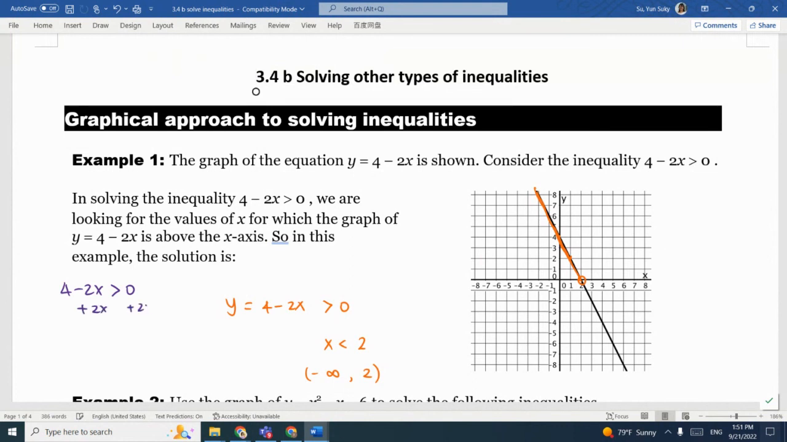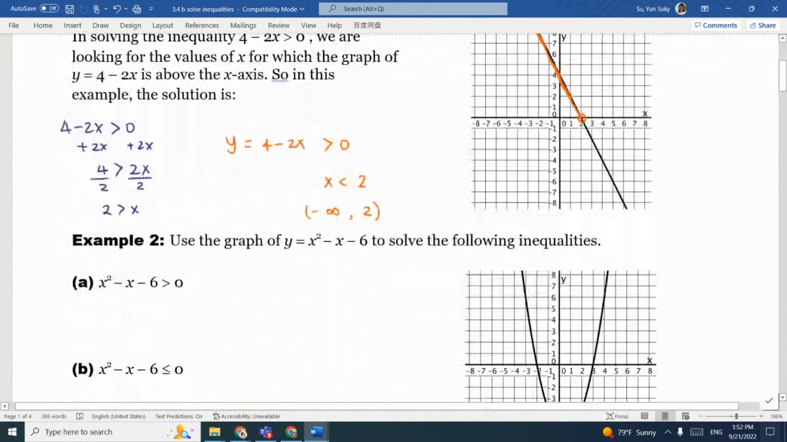We add 2x on both sides, right? And then divide by 2. When we divide by a positive number, it won't change the inequality, right? So you get 2 bigger than x. It's the same thing as x less than 2. Do you see we have the same results? Yes, everybody? Okay.